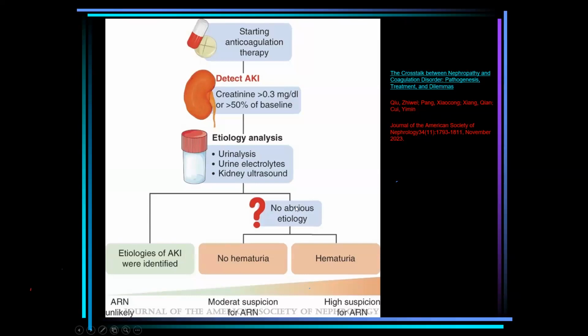It is written here, if there is no obvious etiology, whether the patient has hematuria in urine analysis or no hematuria, the diagnosis of acute anticoagulant-related nephropathy may be a modest suspicion in the absence of hematuria, because some of our colleagues may consider that it is a necessity to find hematuria in the clinical scenario of this condition. No, it is not a necessity.